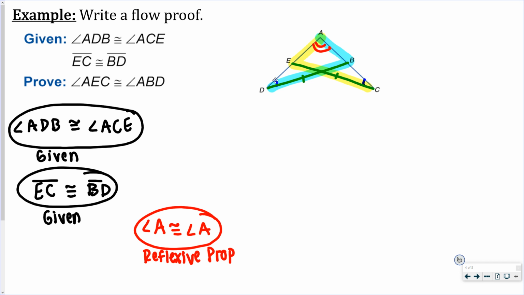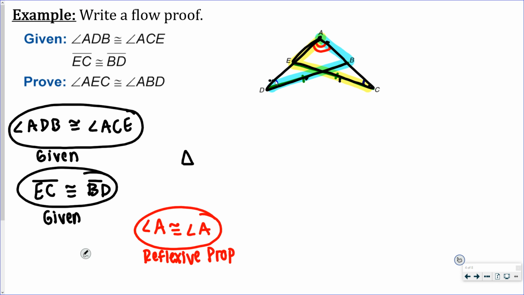All right, so I have my 3 pieces. I have 2 angles and a side, so now I just have to decide which postulate this is. It's not the included side, but if I'm looking at this triangle right here, it's angle, angle, side, right? It's not angle, side, angle. See the difference? It's angle, angle, side. And same thing with this triangle. We have angle, angle, side. All right, so we can prove the triangles are congruent now.